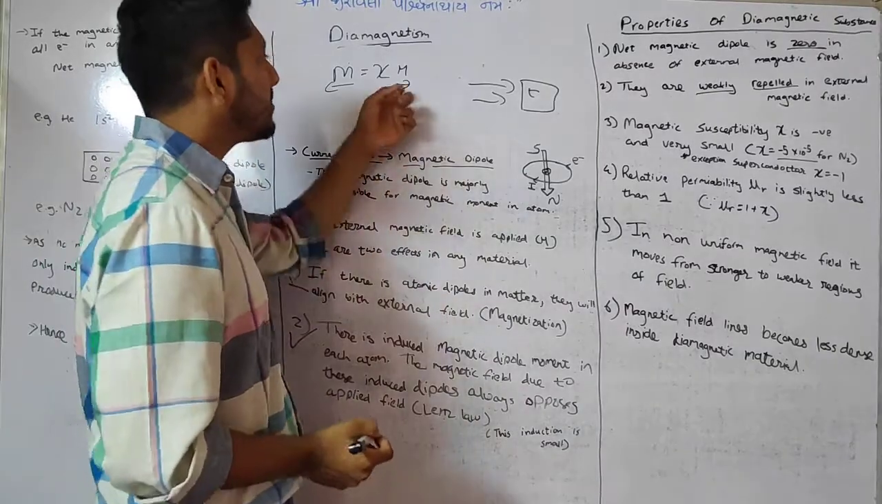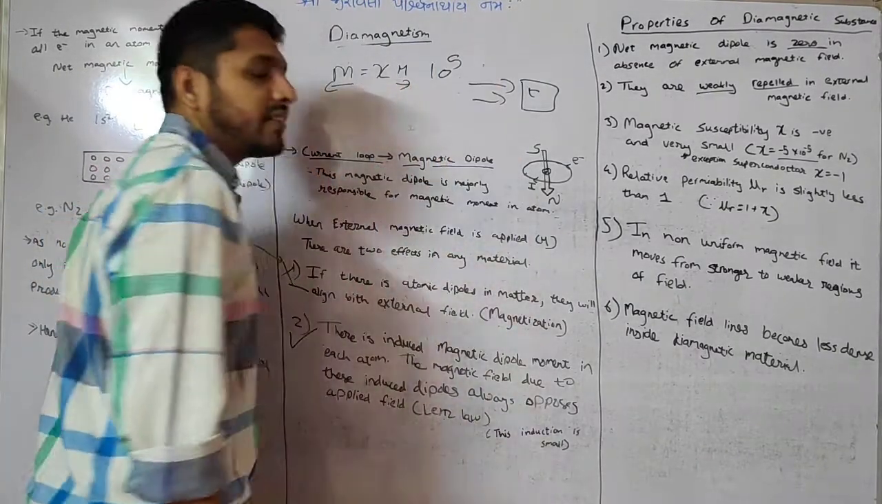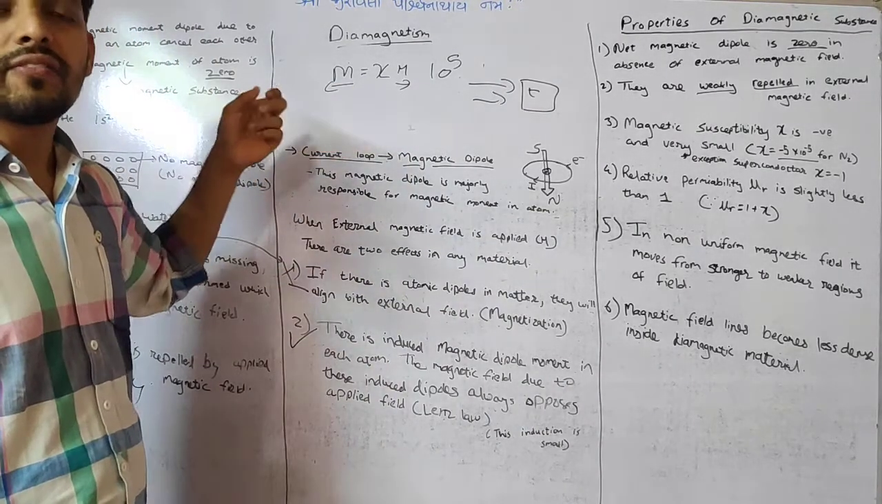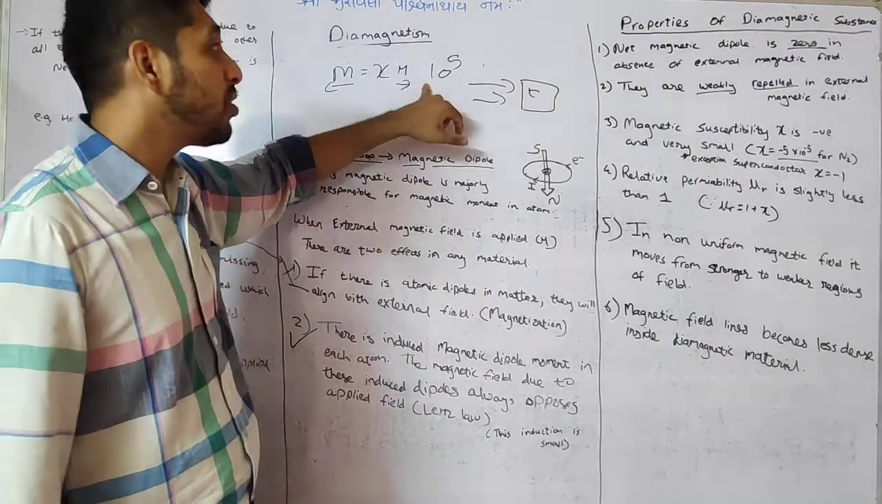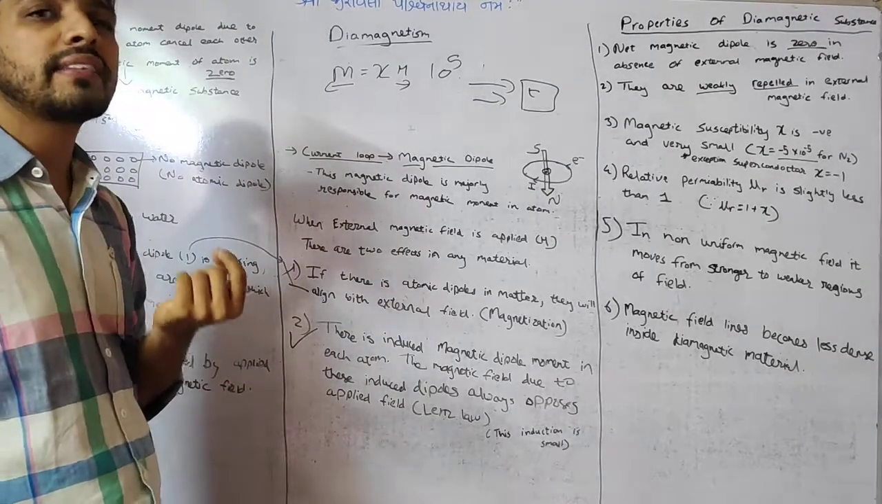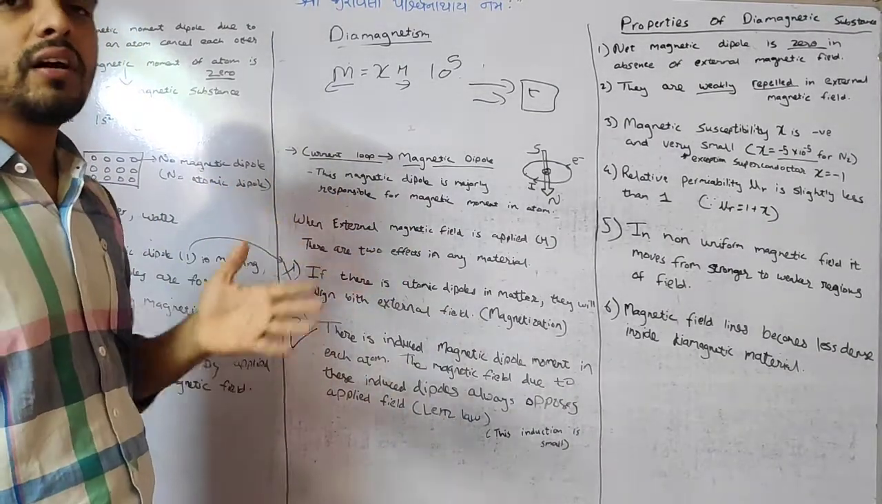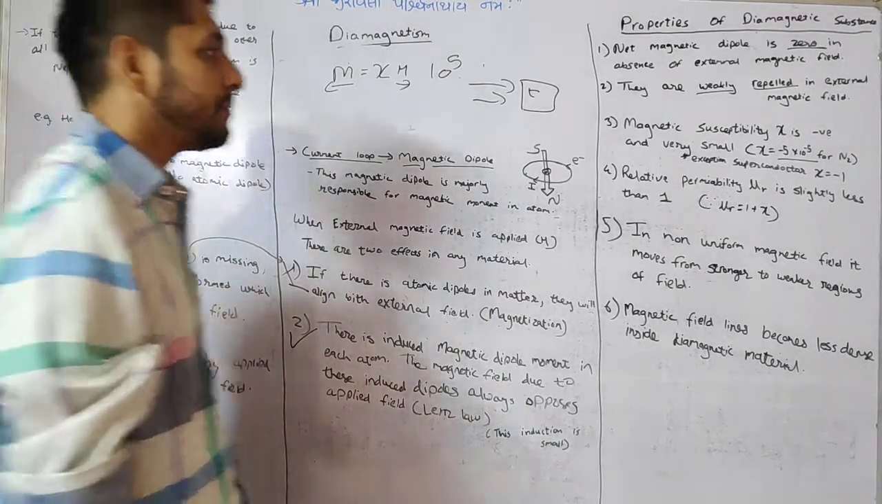If the external field is about 10 raised to 5 Tesla, then it will create approximately 1 Tesla magnetic field. When the external magnetic field is in the range of 10 raised to 5 Tesla, then it will make a 1 Tesla magnetic field inside the conductor or inside the diamagnetic substance. Okay, I hope this much is very clear.